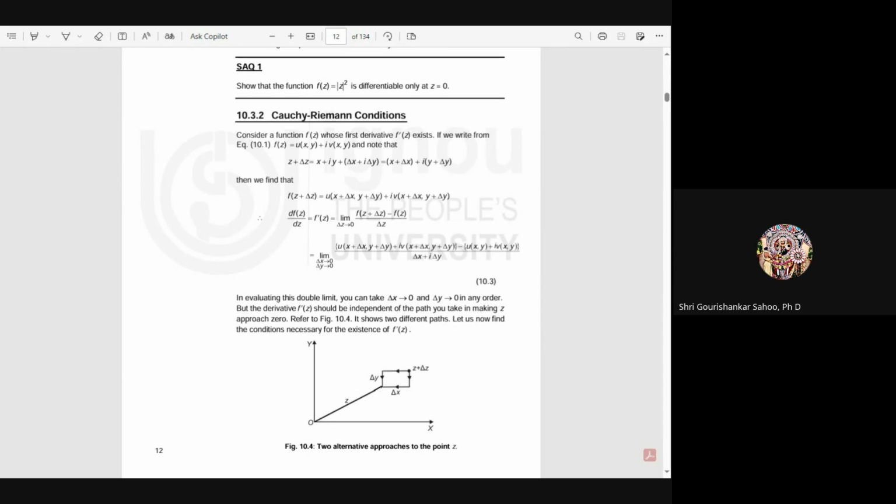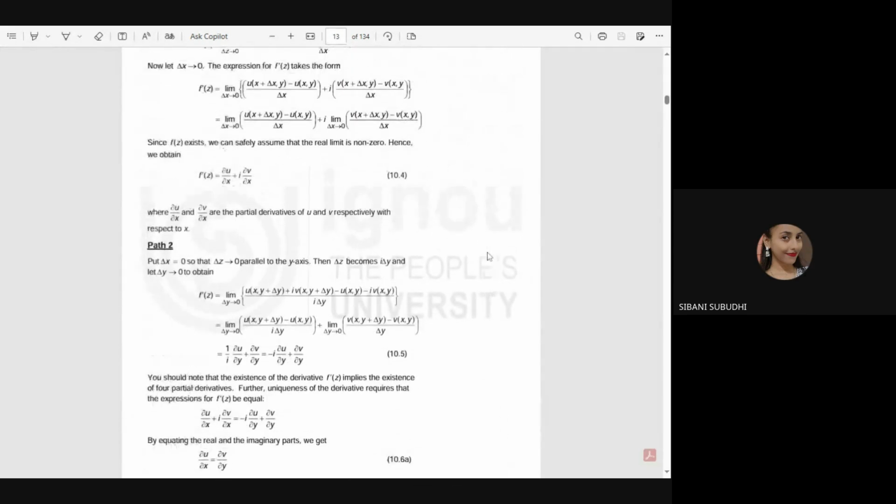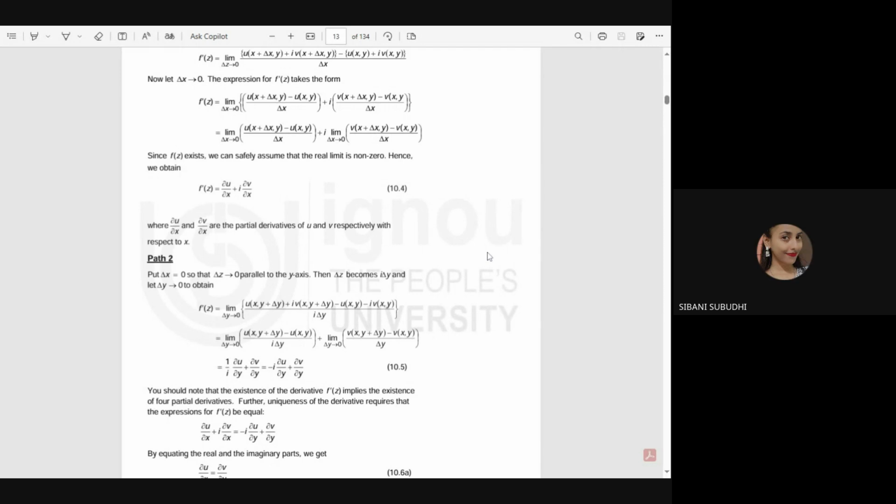Then your Cauchy-Riemann condition and the... Sir, is it visible? Yes, sir. But sir, I only discuss the SAQ and TQ that are available. Yes, those will come later, when the course, when the unit finishes, then we shall have those things.